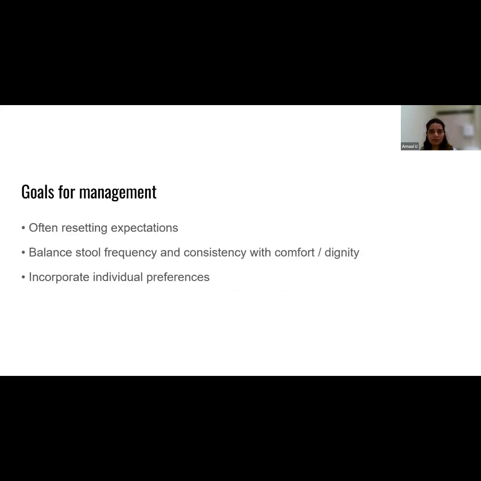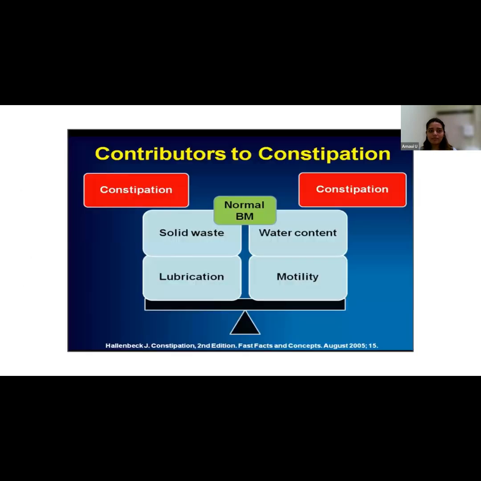Then coming to the management for constipation, the very basic goals are going to be often resetting expectations as the first step, which means that we need to understand what the person exactly means by feeling constipated. Then balancing stool frequency and consistency with comfort and dignity, and incorporating individual preferences, as is the thumb rule for palliative medicine. Then contributors to constipation.